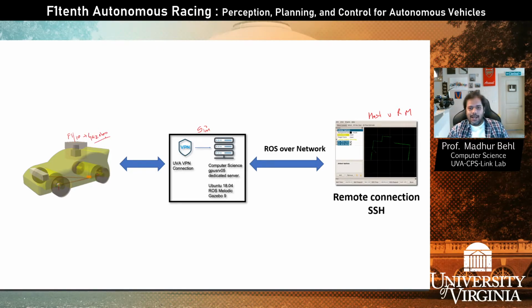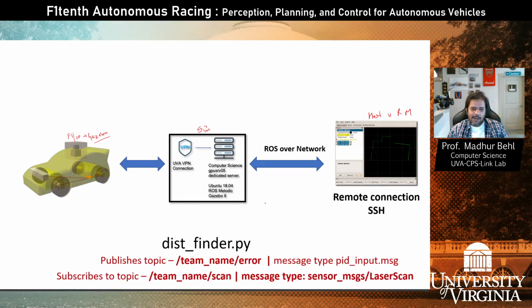Okay, and so what you have to do is the following. You have to write a node which will reside on the sim itself. So this is not going to reside on your local machine. It will be in the Catkin workspace of your team's account on the simulator. And what this node does, as the name implies, is find the distance of the car from the right-hand side wall or the left-hand side wall.